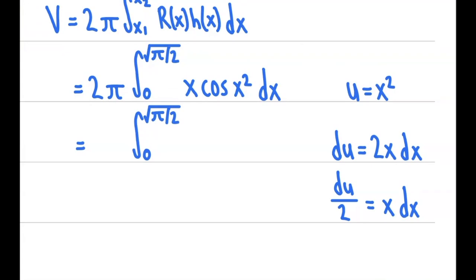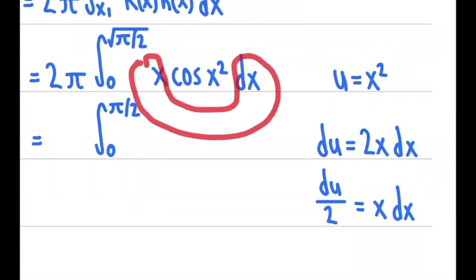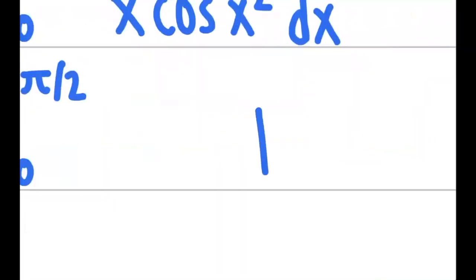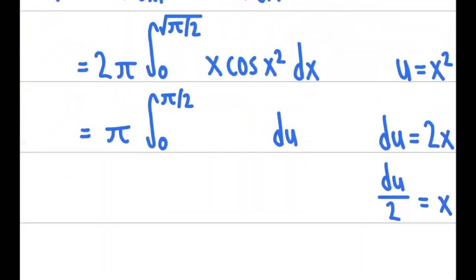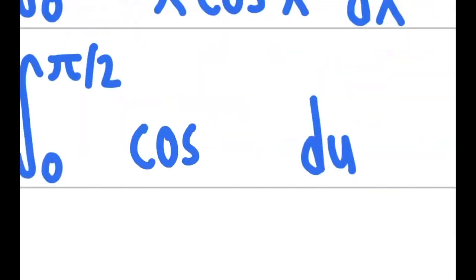So when x is 0, u is 0. So that stays the same. And when x is the square root of pi over 2 and you square that, the square root goes away. So it just becomes pi over 2 at the top. That's great, no square root. And this x dx right here just equals du over 2, and that will cancel out with the 2 here. So you're just going to end up with a pi here. And this will become du because the over 2 is gone now. And the x squared is u. So you're just left with cosine of u.